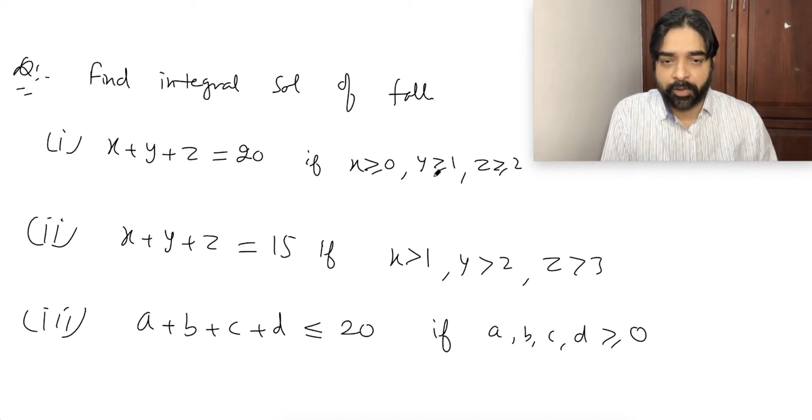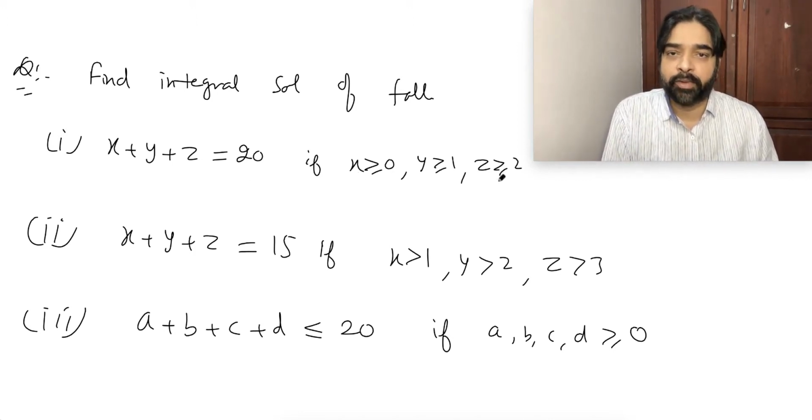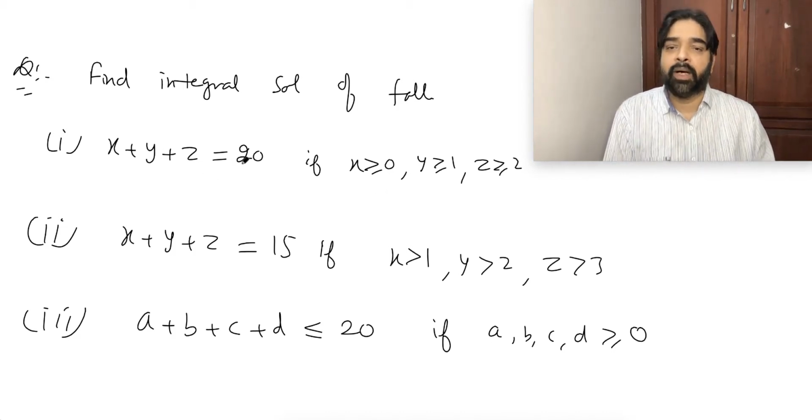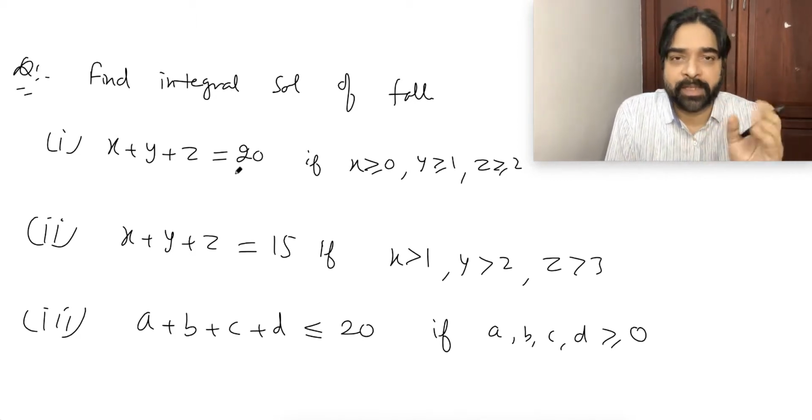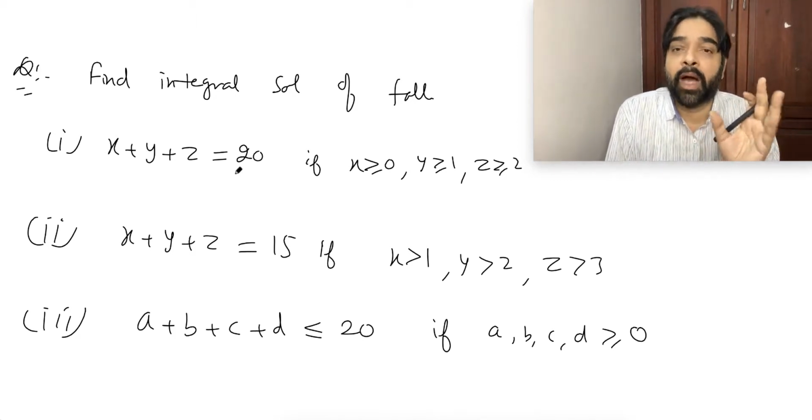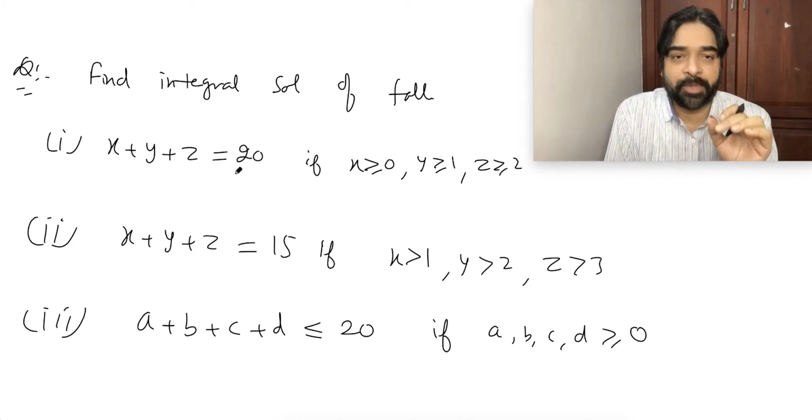If x greater than or equal to 0, y greater than or equal to 1, z greater than or equal to 2. These 3 conditions are given. We have to find out the number of solutions. So we can assume that there are 3 groups named x, y, z, and we have to distribute 20 identical objects so that the first group should contain 0 objects, the other one 1.